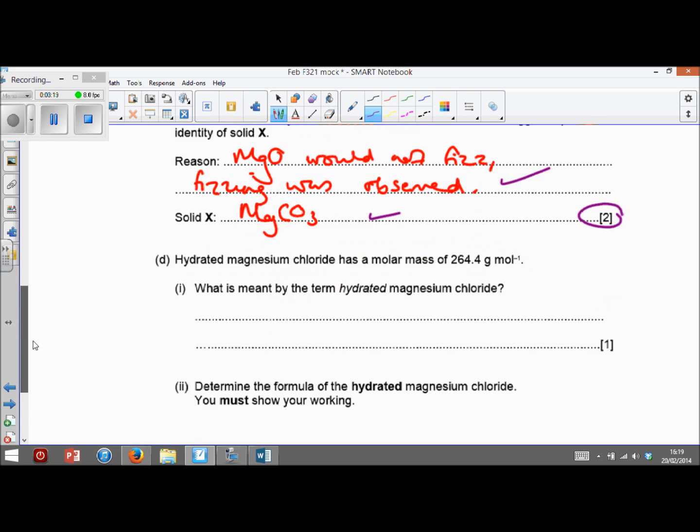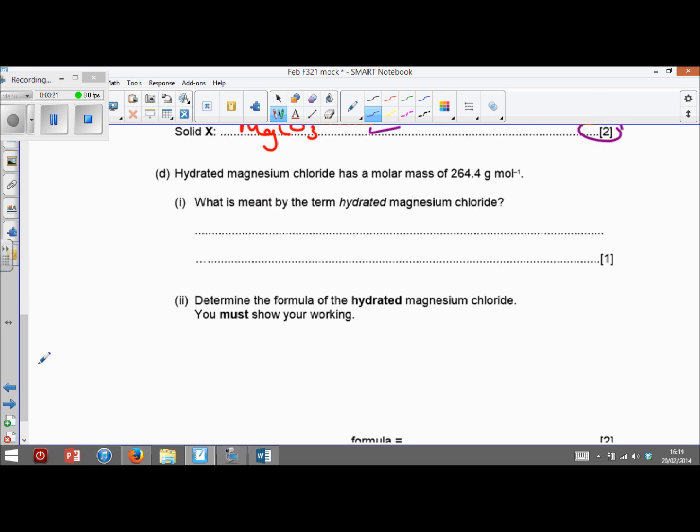So D. Hydrated magnesium chloride has a molar mass of 264.4 grams per mole. What is meant by the term hydrated? All you need to put for this was contains water. Just think of it as the opposite of dehydrated. Dehydrated means lack of water, so hydrated must mean contains water, for a mark.